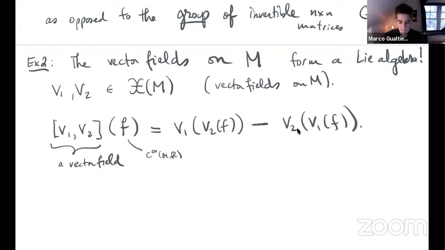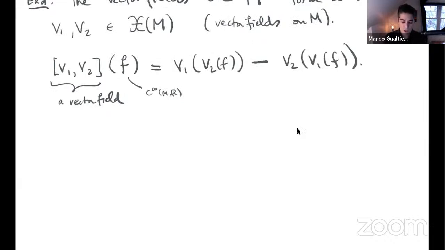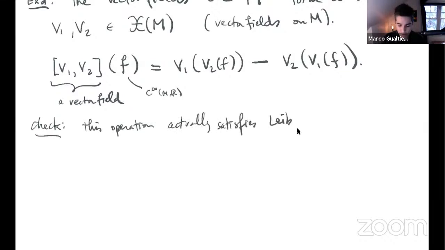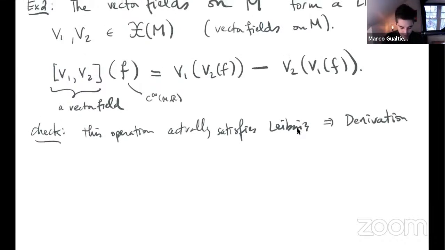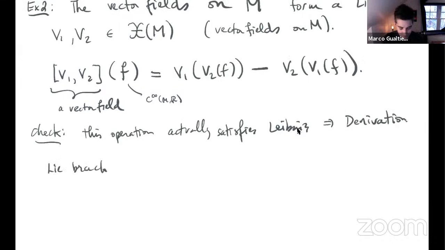Okay. And the cool thing is that this operation actually is a derivation. So check that this operation actually satisfies the Leibniz rule, and therefore it defines a derivation. So given two vector fields, there's a totally natural way to obtain a third one by taking the Lie bracket. This is called the Lie bracket. So the Lie bracket of V1, V2 is what we've just defined.